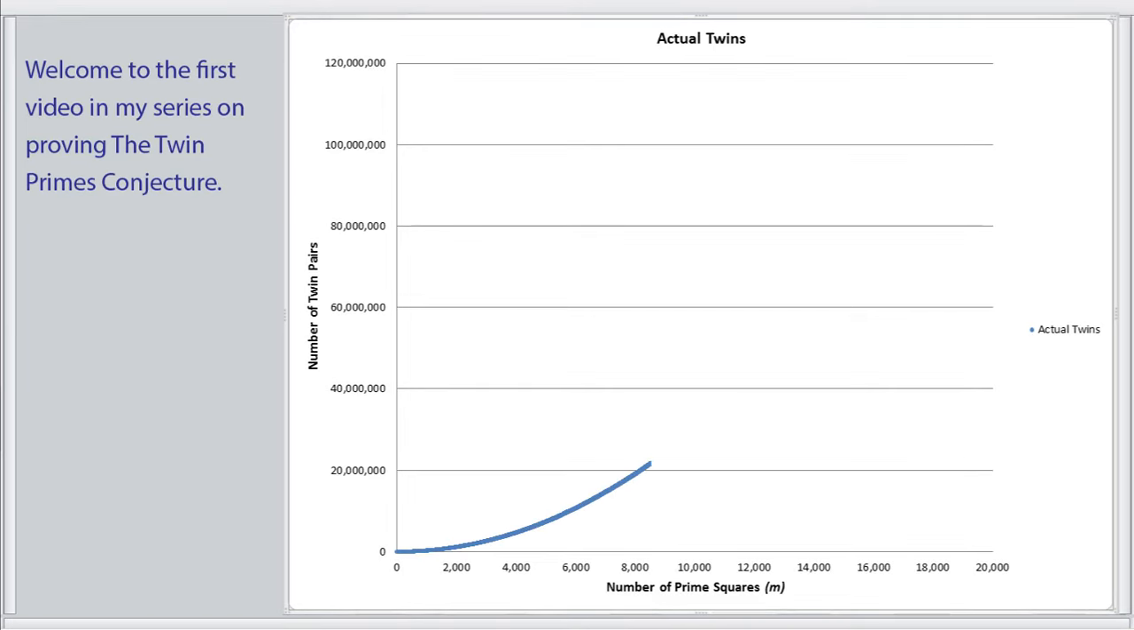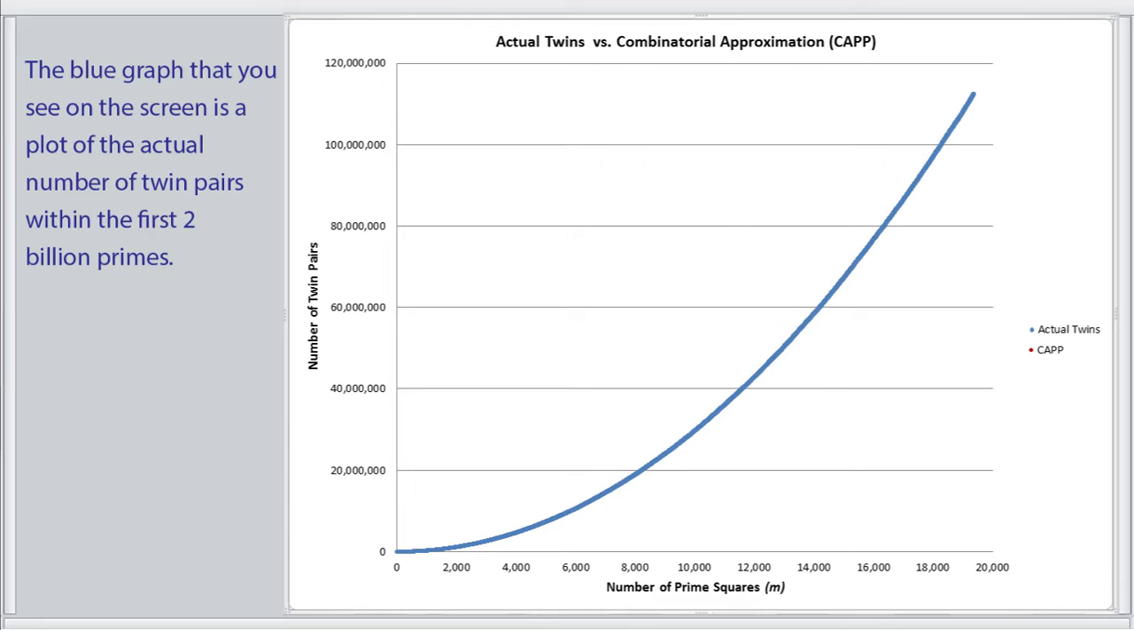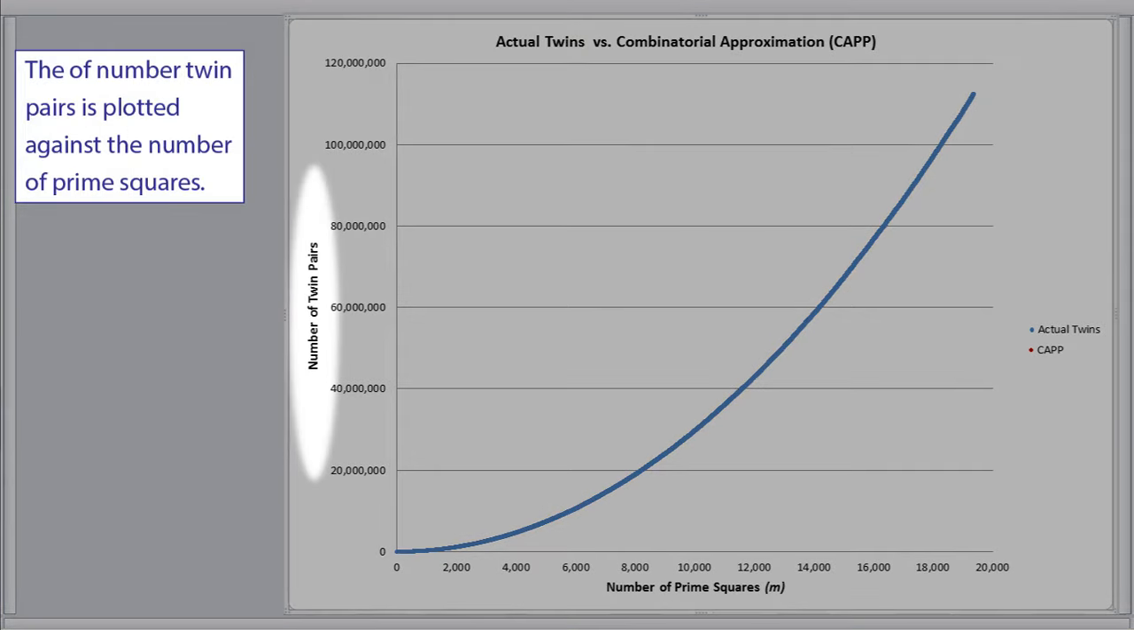Welcome to the first video in my series on proving the Twin Primes Conjecture. The blue graph that you see on the screen is a plot of the actual number of twin pairs within the first 2 billion primes. The number of twin pairs is plotted against the number of prime squares.